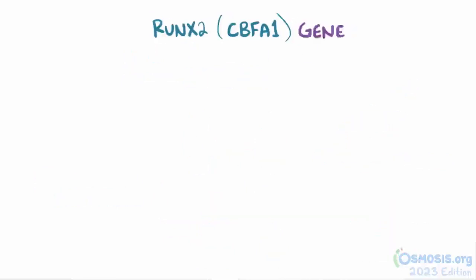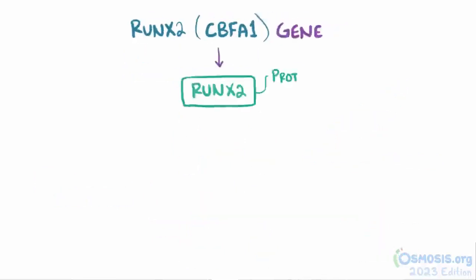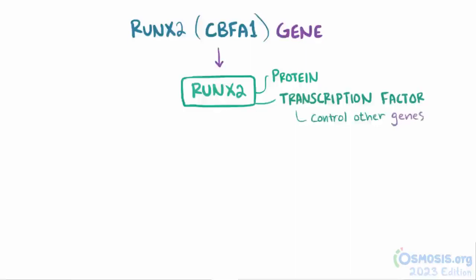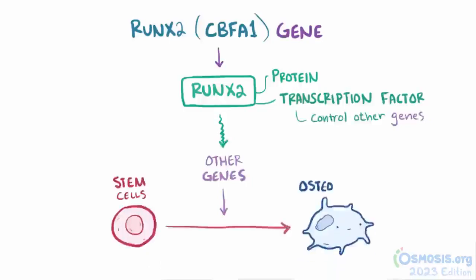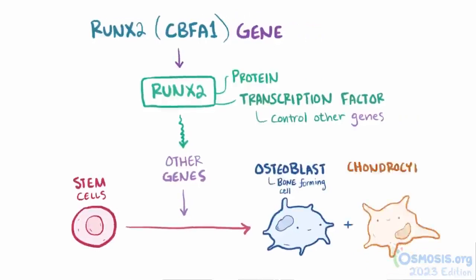This RUNX2 gene encodes for a specific RUNX2 protein that acts as a transcription factor. Transcription factors help control the activity of other genes, and it's thought that RUNX2 helps regulate genes involved in the differentiation of stem cells into osteoblasts, or bone-forming cells, as well as potentially chondrocytes, cells that help form cartilage.